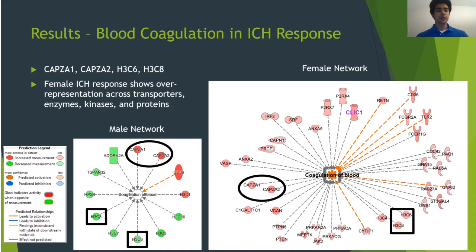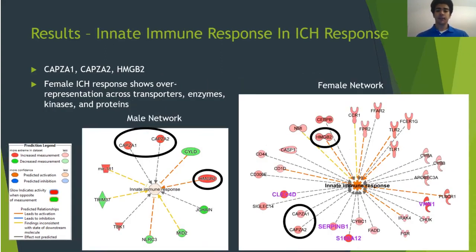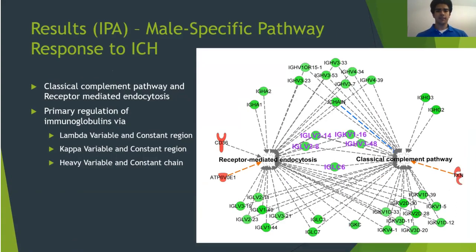We'll see a similar story by looking at the innate immune response in ICH, with the male network being predominantly downregulated, and all of the female network being upregulated. Next, to look at our pathway analysis. First, onto the male-specific pathway response to ICH. Two of the strongly correlated pathways were receptor-mediated endocytosis and classical complement pathways.